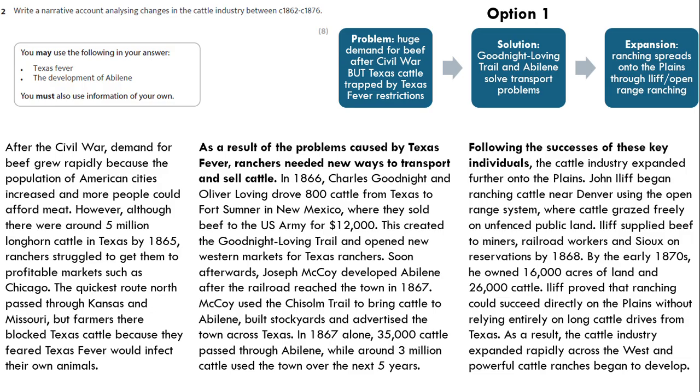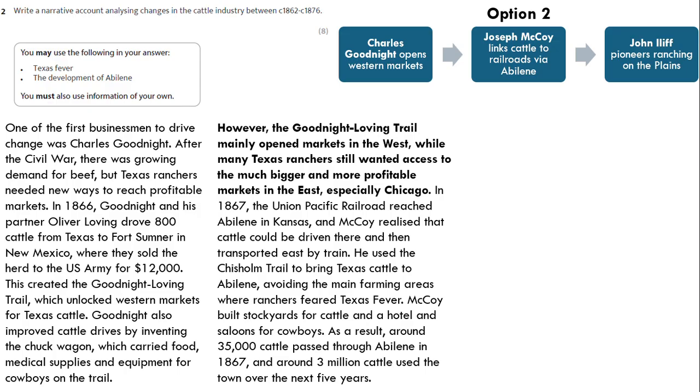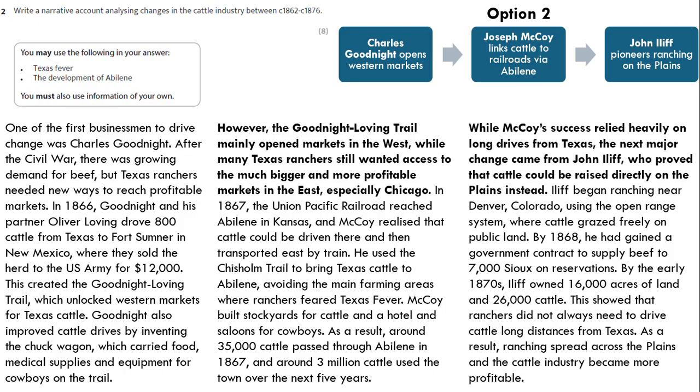So that's option 1. Here's what option 2 looks like. It's very similar to option 1, except we're missing out that first paragraph and splitting out Goodnight, McCoy and Iliff into 3 separate paragraphs. If I show you the second paragraph, you can see how Goodnight and McCoy have been separated out rather than being put into the same paragraph. It means you just need to have a bit more knowledge. And then here's your Iliff paragraph.